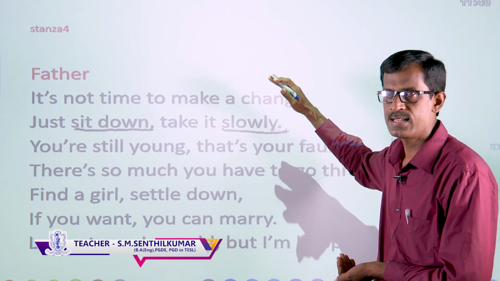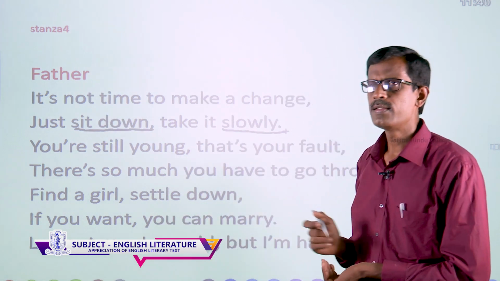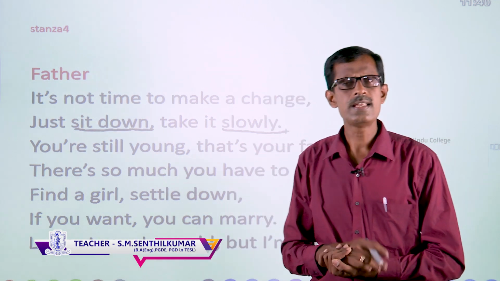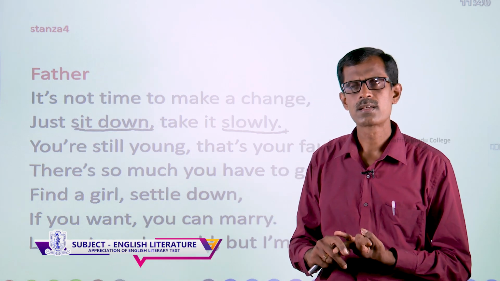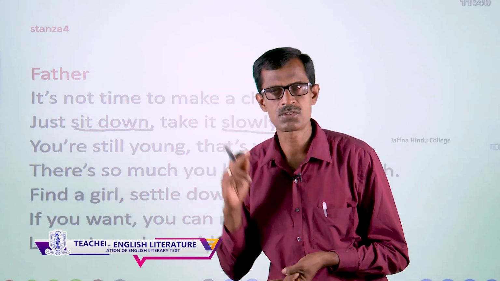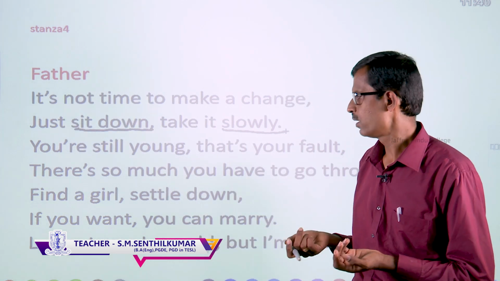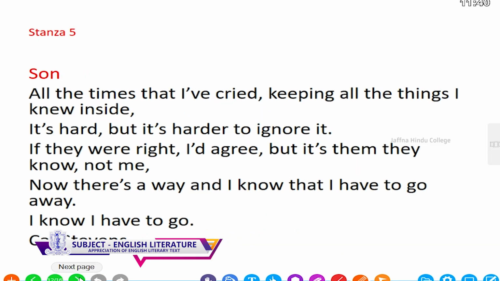Other than this, the same verses from the first stanza are repeated. So, why is it repeated? Actually, it's a song. It may be to emphasize the idea, or as it is a song, it may be repeated for rhythm purposes. Right? Okay, this is the idea of the fourth stanza. Now, the fifth stanza about the son. Right?